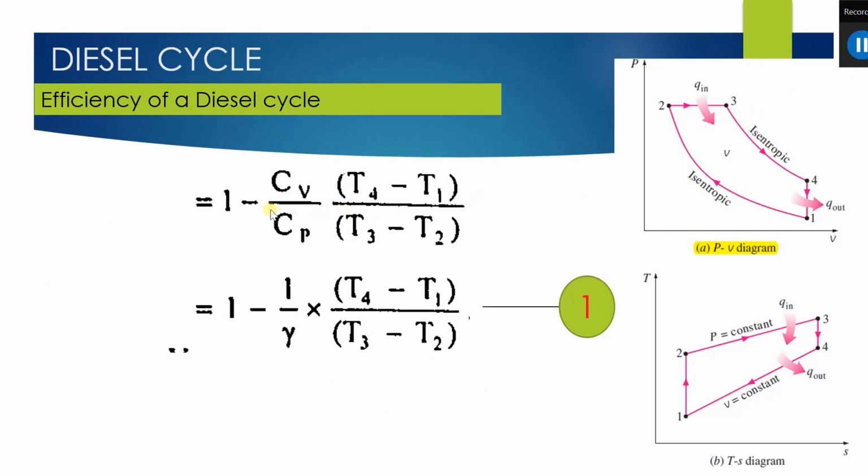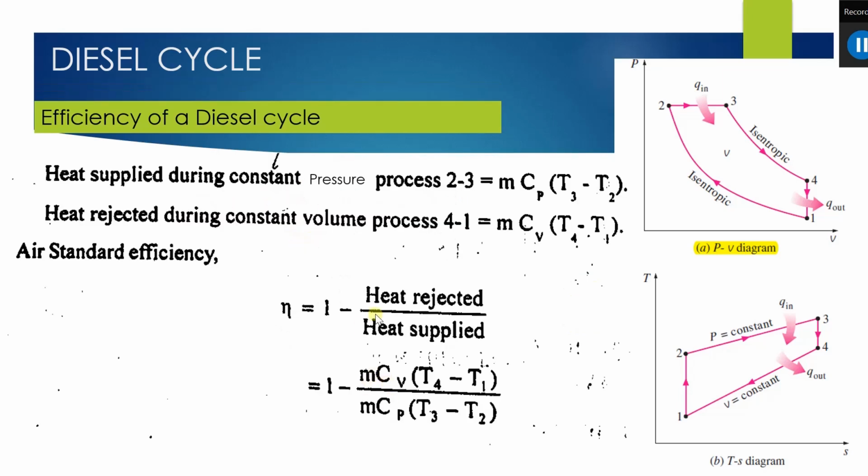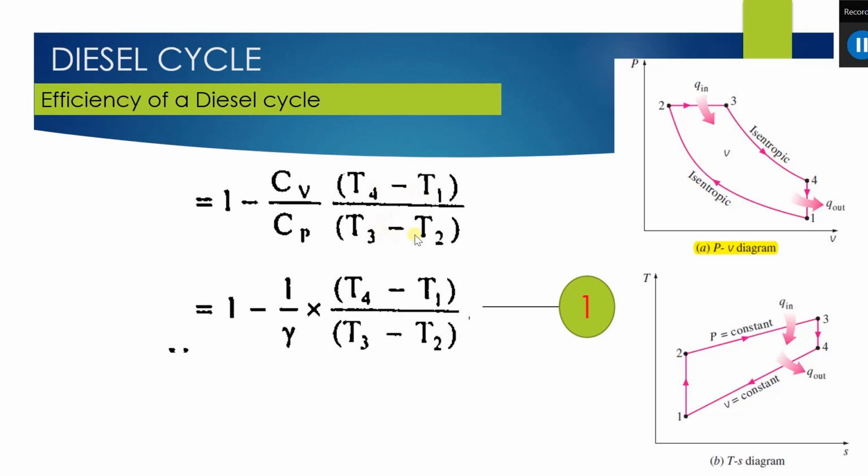So cancel the masses, we get 1 minus cv by cp into (T4 minus T1) by (T3 minus T2). We know that cp by cv is equal to gamma, which is the ratio of specific heats, and so 1 minus 1 by gamma into (T4 minus T1) divided by (T3 minus T2).